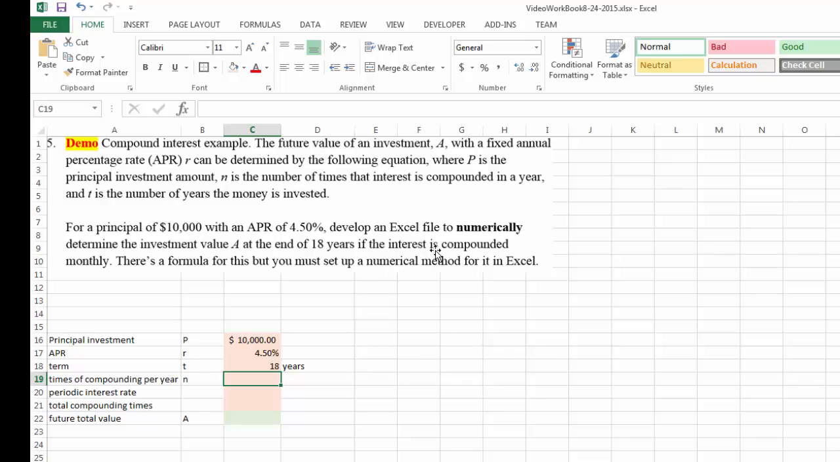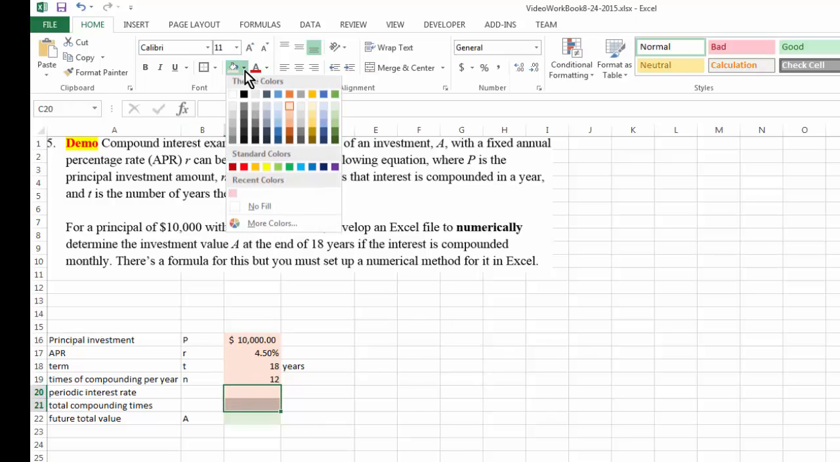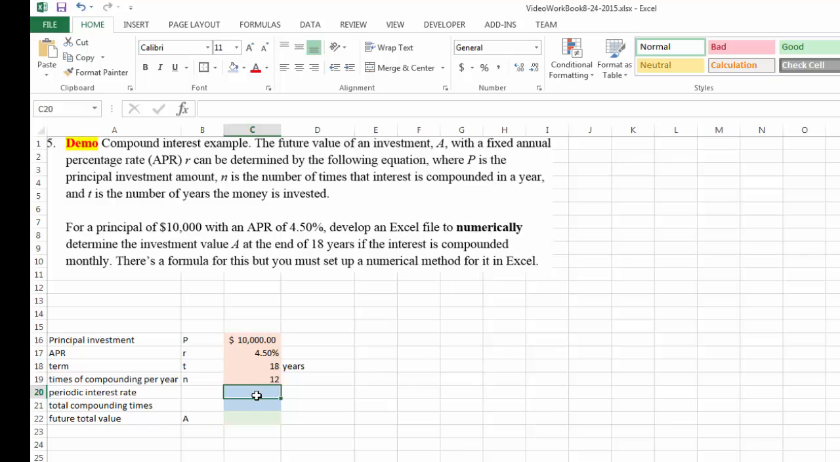And because the money is compounded monthly, that means that for a year, the money is going to be compounded 12 times because there are 12 months in the year. Now, these are intermediate calculations. So let me actually change the color to distinguish them from our inputs. So periodic interest rate, if the annual interest rate is 4.5%, therefore for every month, the interest rate is simply this number right here divided by this number, which means that if you want to, you can change it into a percentage format. But this is the interest rate for every month.